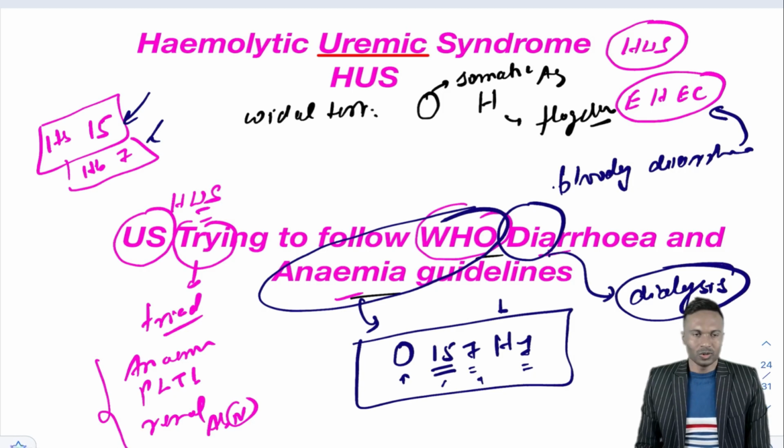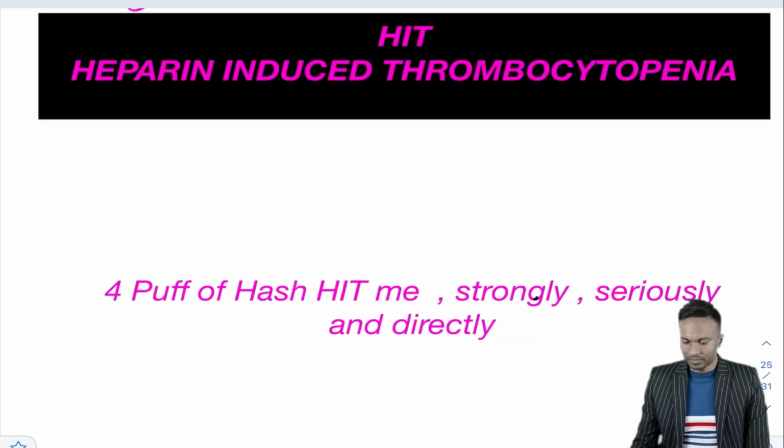US trying to follow WHO diarrhea and anemia guidelines. US is HUS, trying is triad, WHO, and then anemia 15, 7, and then 7: 157:H7, right? This is the strain of E. coli which may cause hemolytic uremic syndrome following a bloody diarrhea event.